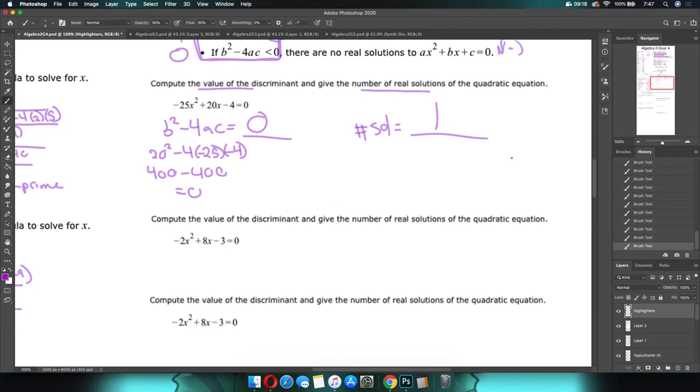So let's see here. Next one, calculate the discriminant. So b squared minus 4ac. B squared is 8, so 8 squared minus 4 times negative 2 times negative 3. So that's going to be 64. Double negative is a positive, times a negative again is a subtraction. 4 times 2 is 8. 8 times 3 is 24. So subtract that, and that's going to be 40 for our discriminant. That's a positive number, so the number of solutions is 2.